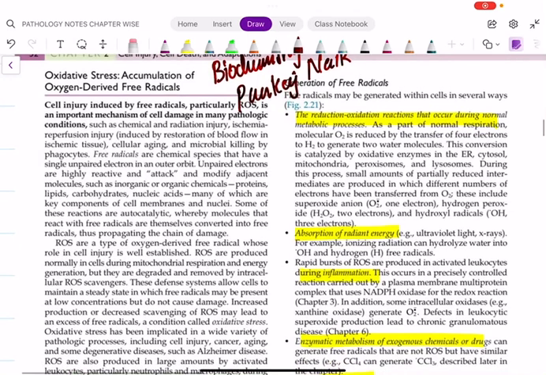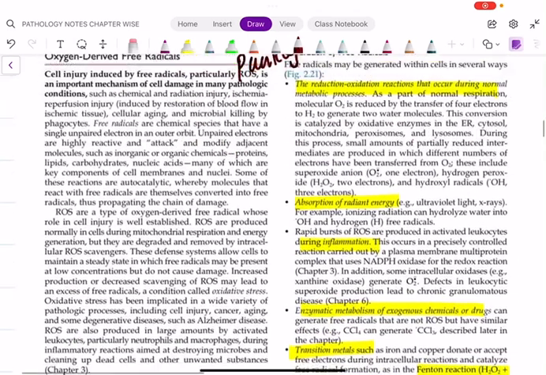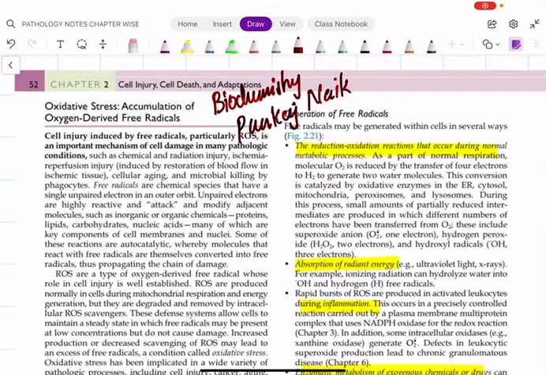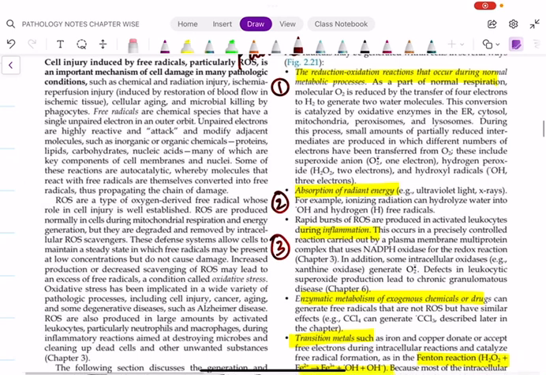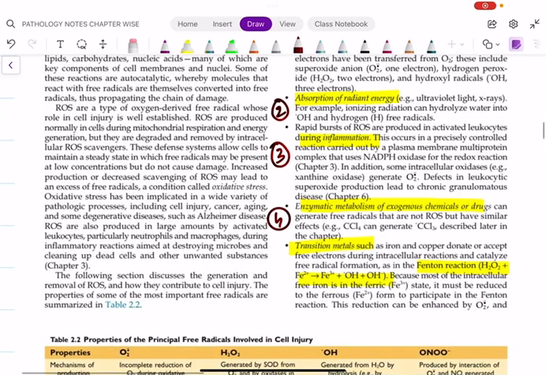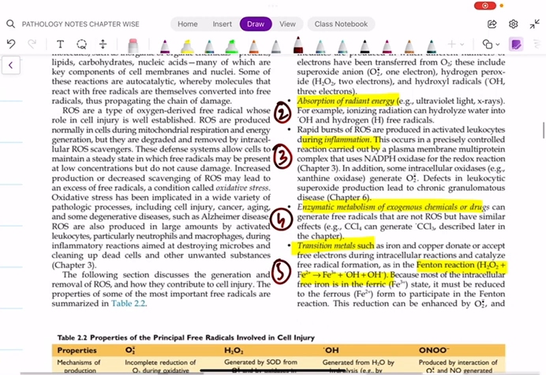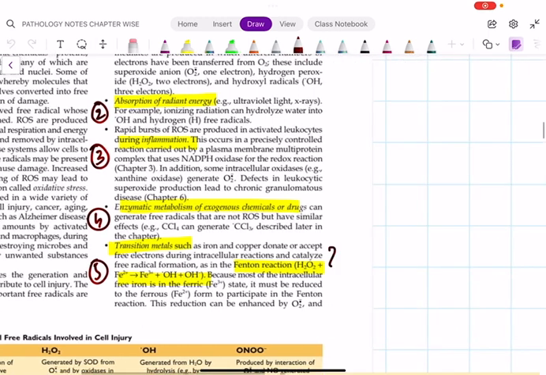What are free radicals? How are the free radicals generated? Number 1, through redox reaction. Number 2, absorption of radiant energy. Number 3, during inflammation. Number 4, enzymatic metabolism of chemicals. Number 5, transition metals. Here comes a very important MCQ question.